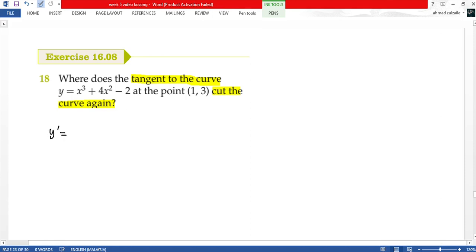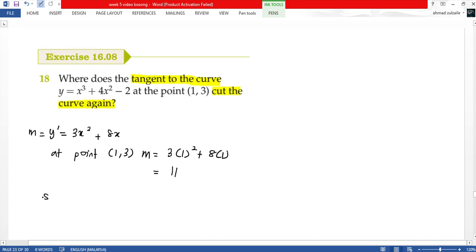Differentiate x cubed becomes 3x squared. Differentiate 4x squared becomes 8x. Differentiate negative 2 becomes 0. At point 1, 3, this is your m actually. At 1, 3, m equals 3 times 1 squared plus 8 times 1. So m equals, press your calculator, 11. So this is the gradient.